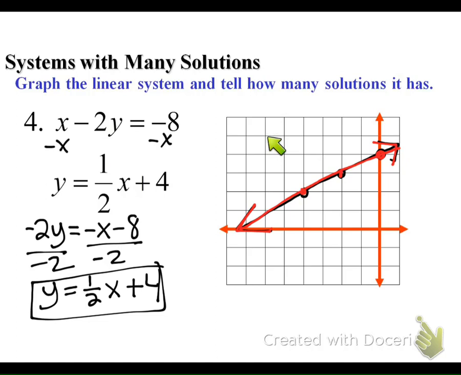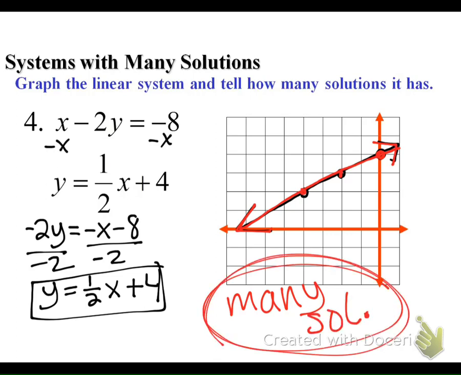You can't say all real numbers because it's not all real numbers. Okay, all real numbers would be like if the whole graph was covered. But there are many possible solutions. So you could say infinitely many solutions. You could say many solutions. You could say all ordered pairs on the line. Whatever. Just somehow tell me that there are lots and lots and lots of answers. Many solutions is the easiest way to do it.